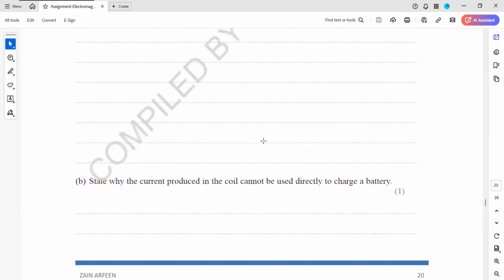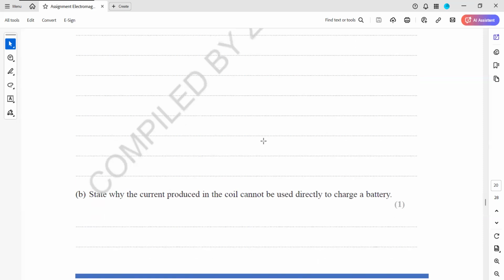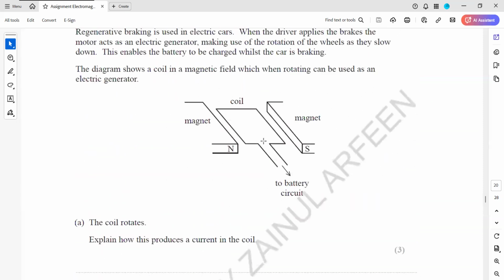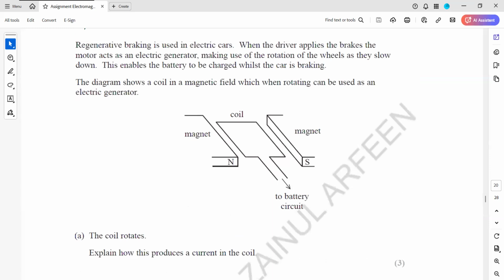Why can the current produced in a coil not be used directly to charge a battery? So the current which is produced here won't be a constant current. As the coil is rotating for a half cycle, the direction of the current will be different. Let's say this was side A, B, C, and D. When the coil is rotating either clockwise or anti-clockwise and it flips, this position will be B, this position will be A, this will be D, and this will be C.